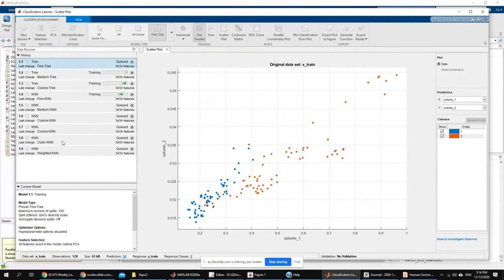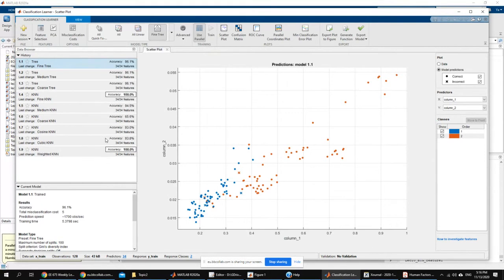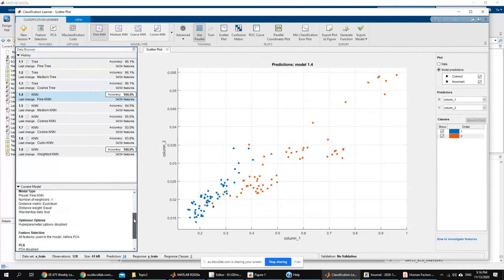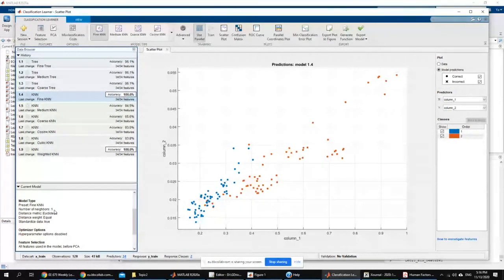See here, you have several of these, and it starts computing all of them. You have one that gave you 100%. Let's look at that. You can click it and you have here the details of what you have. For example, the model type is what's called preset fine KNN, with number of neighbors equal to 1. So you didn't have to try several values and choose which one is better. You have Euclidean distance, a distance measure used to measure the neighborhood.